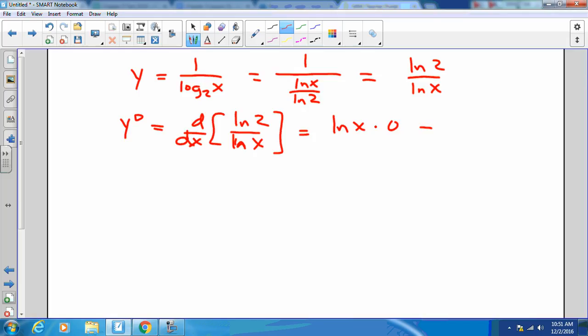So, quotient rule. Low D high, less high D low, all over denominator squared.